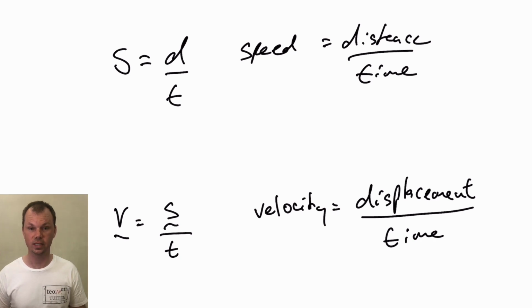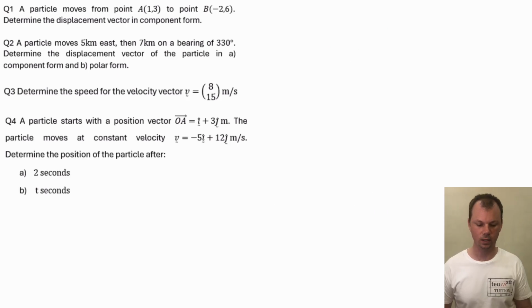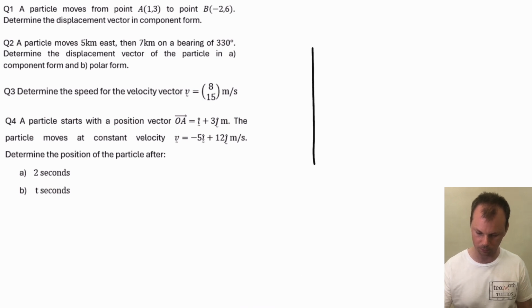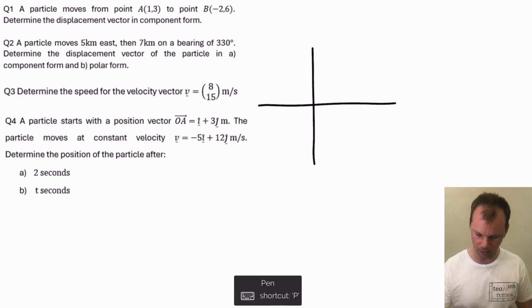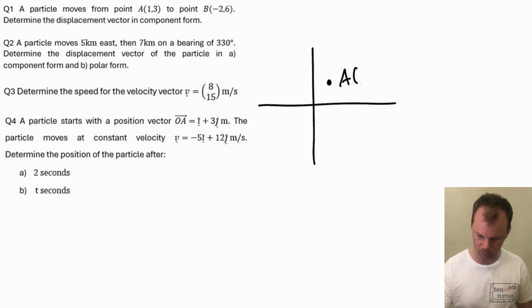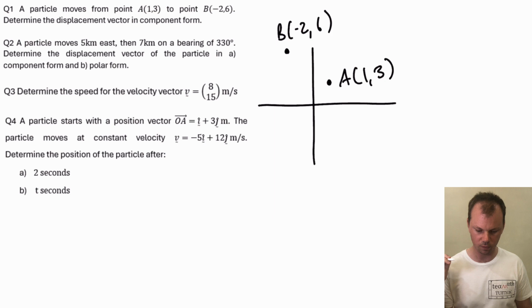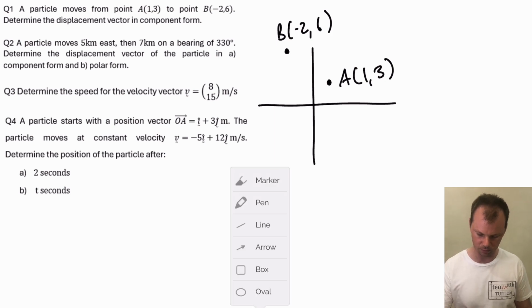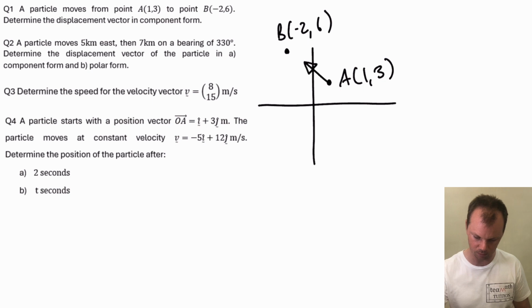Okay, let's move on to some questions. So question 1. A particle moves from point A, which is at 1,3, to point B at -2,6. Determine the displacement vector in component form. So let's draw this to visualize what's going on. We have a point at 1,3, it might be about there. We have a point at -2,6, maybe somewhere up here. We're looking at the particle that's moving from point A to point B. So if we draw that in, we're starting at point A and pointing towards B.